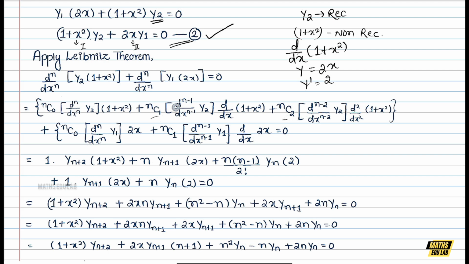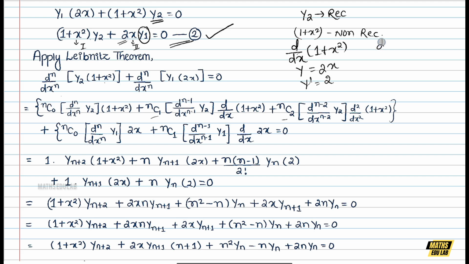So nC1 d^(n-1)/dx^(n-1) y2, and the derivative of this function, that means a non-recurring function's derivative for the first time, and nC2 d^(n-2)/dx^(n-2) y2. So the second term is the second derivative of 1 plus x square. So this is what we have written for the first part, and similarly we have to write for the second part. So here the recurrence function will be y1 and the non-recurrence function will be 2x.